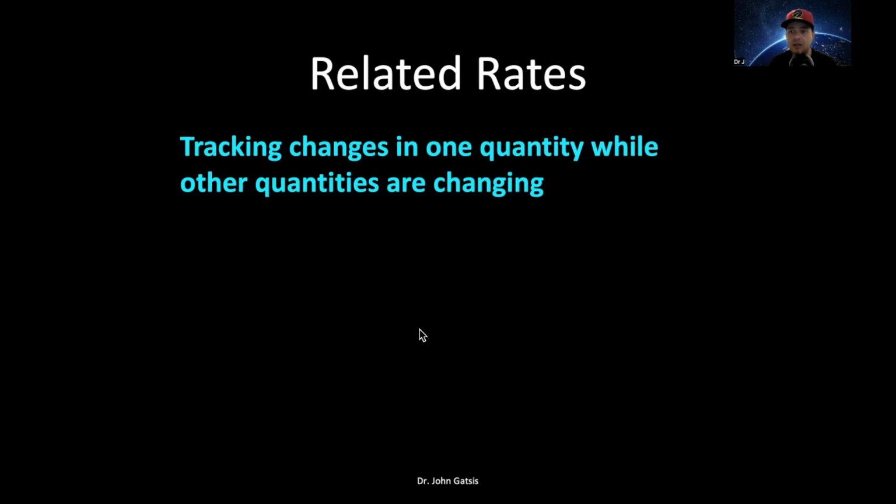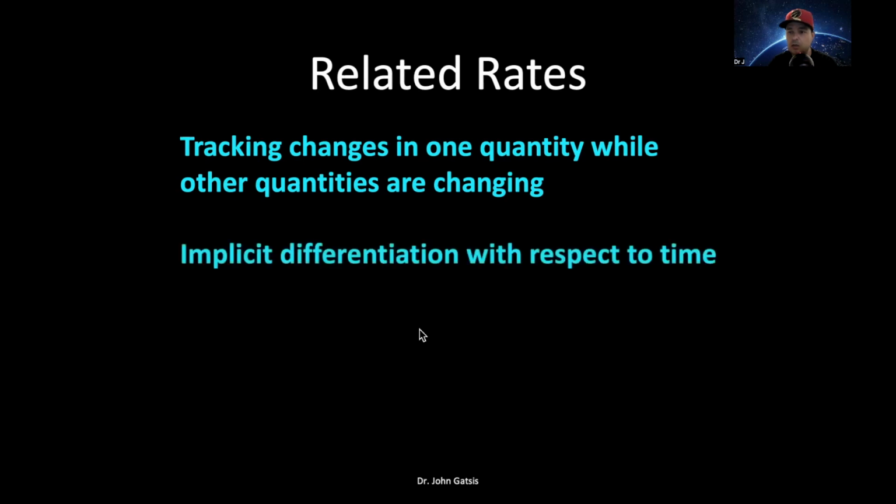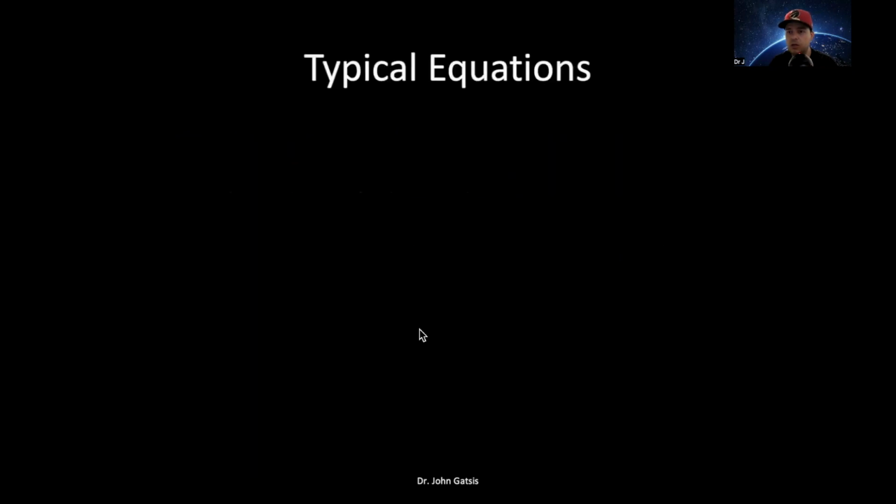In any case, what ends up happening is you're just jumbling a bunch of variables and dealing with implicit differentiation with respect to time. So let's talk about the typical equations that you might see.